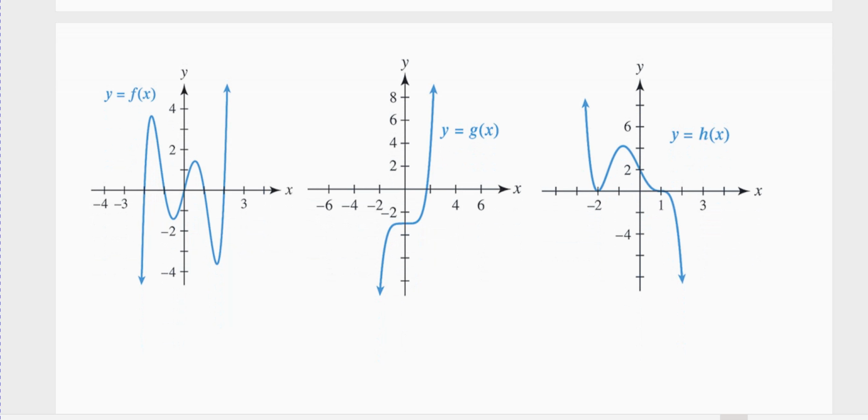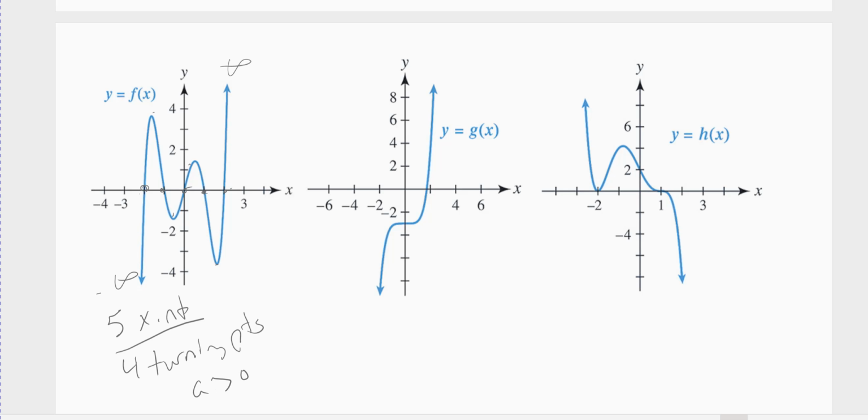All right, so here are a couple of examples of fifth degree functions. In this first example, I have 1, 2, 3, 4, 5 x-intercepts, which would be the maximum, and 1, 2, 3, 4 turning points, which also would be the maximum. Since it's going off to positive infinity on the positive side and negative infinity on the negative side, a has to be positive, not negative.